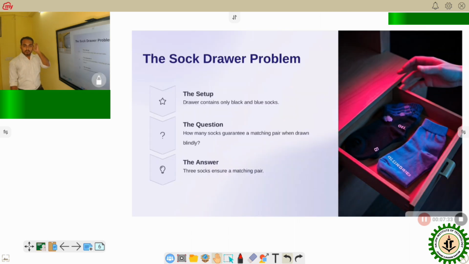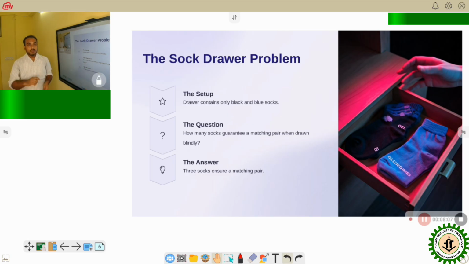Similarly, this situation of the pigeonhole principle can be shown in the sock problem, where a dryer consists of two types of socks, one of black type and another of blue type. Then the obvious question is how many socks we must take out together to guarantee a matching pair, that means blue with blue or black with black. This question can be solved using the pigeonhole principle.